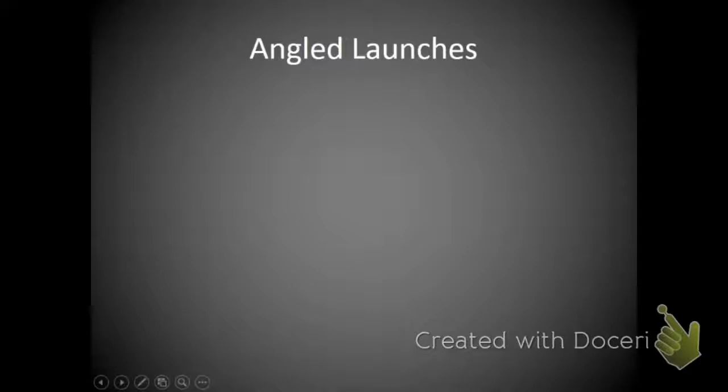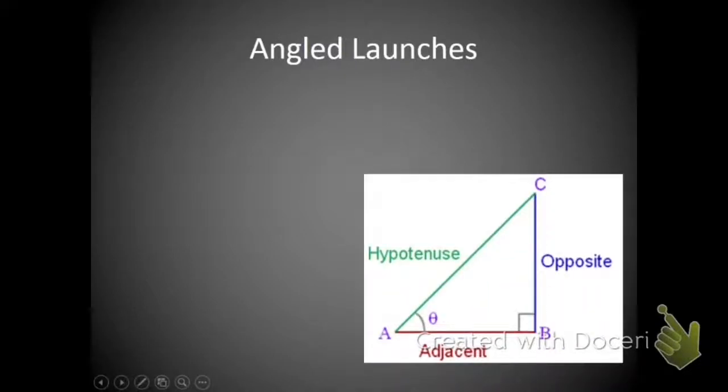Now I want to talk a little bit about angled launches. In an angled launch, you have an object that is not just falling, it is also moving up and down. The initial velocity is at some angle. We use the letter theta to represent that. And that means that the object is moving both up and down and left and right. And we can treat it much like you would treat a triangle.